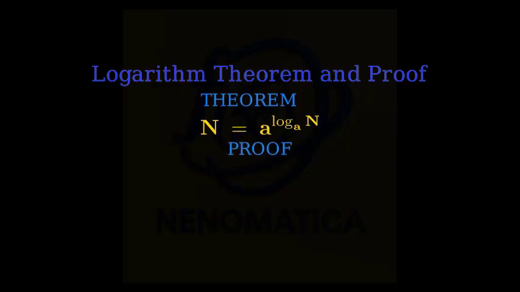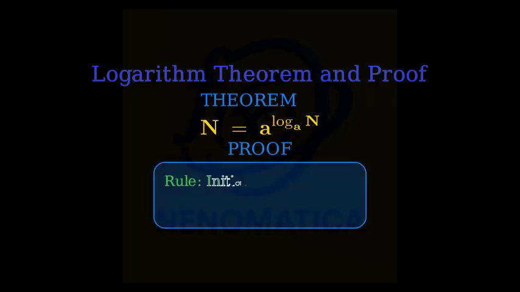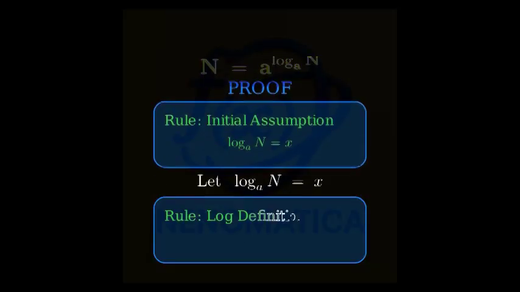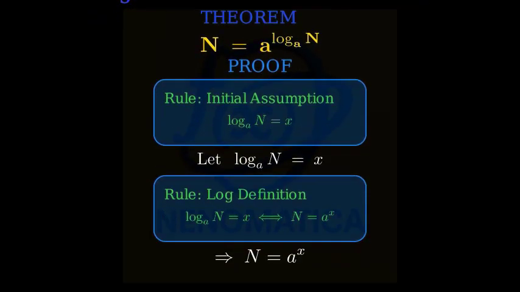Step 1. Define the logarithm. Let log base a of n equal x. This is our starting assumption. Step 2. Use the definition of a logarithm to convert to exponential form. Log base a of n equals x is equivalent to n equals a to the x. Step 3. Substitute back x equals log base a of n into a to the x. We immediately get n equals a to the log base a of n.